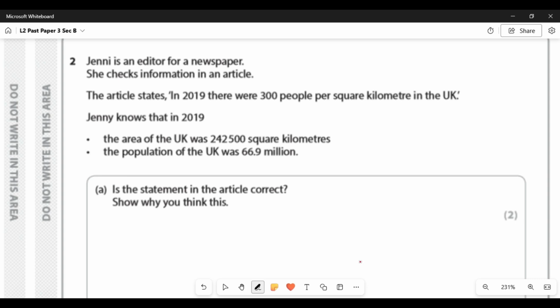So it's definitely a division type question, because she said that there were 300 people per square kilometre. So it's number of people divided by number of kilometres. We've got this many people and this many kilometres. There's a couple of ways you could do this. We're going to have to change the 66.9 million to numbers, definitely.